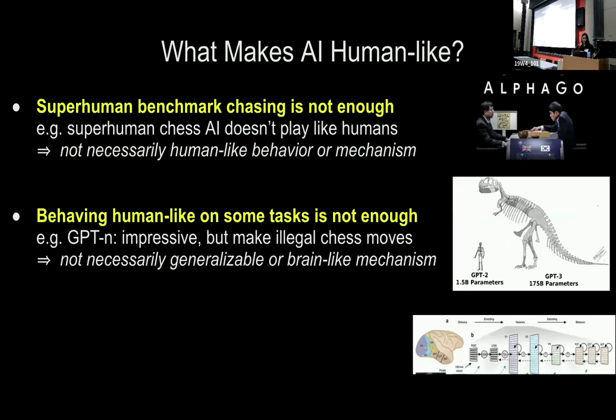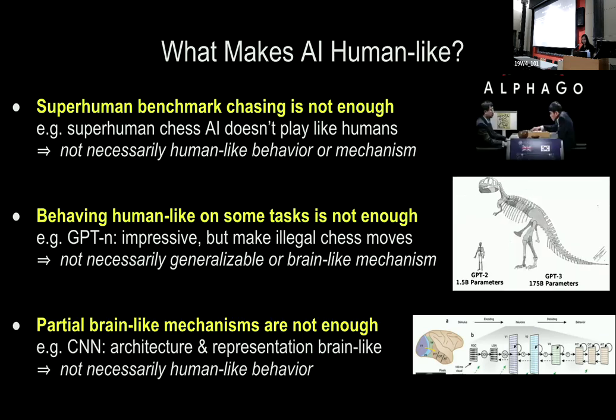Another thing is that behaving human-like on some tasks, even very impressive tasks, is not enough. For instance, GPT-N, all of them, including GPT-4, are extremely impressive on many linguistic tasks, but they make illegal chess moves if you ask them textually to play chess, which shows you that it doesn't necessarily mean you've solved everything if you've been very impressive on some of them.